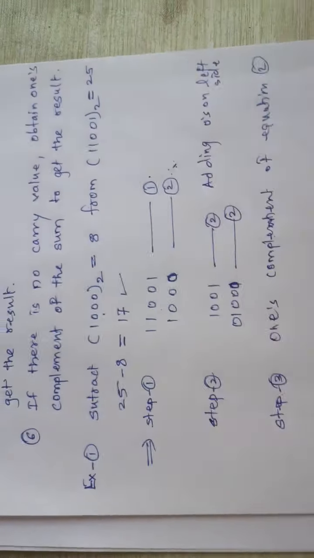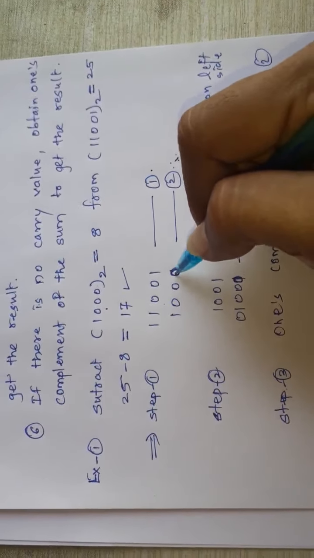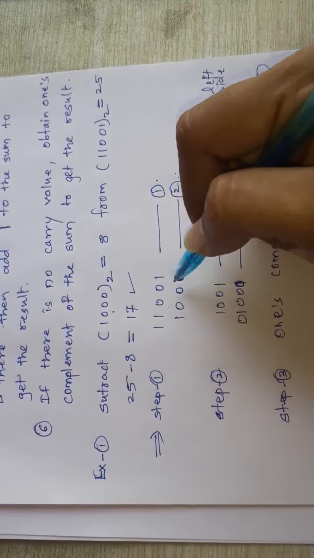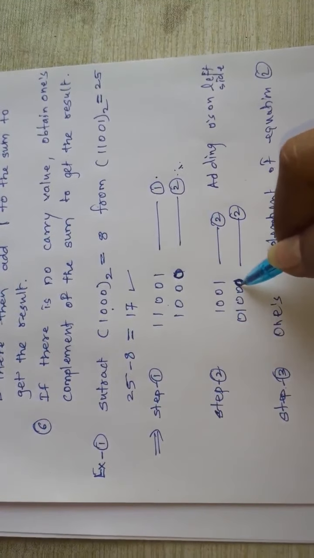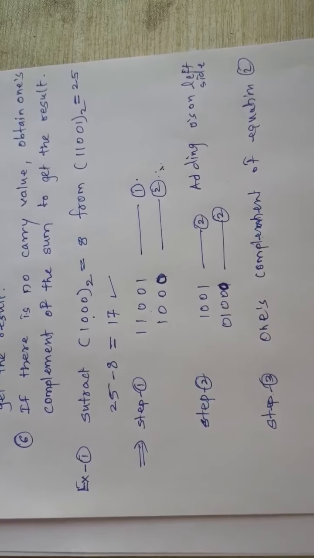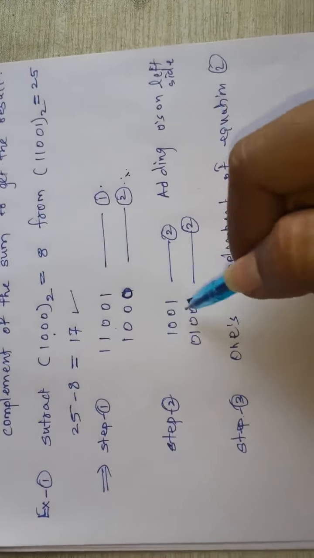This is the 0, because this number is here. This number is here. So this is the wrong. It is a 0 here.